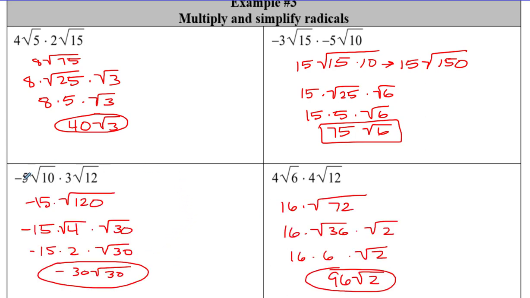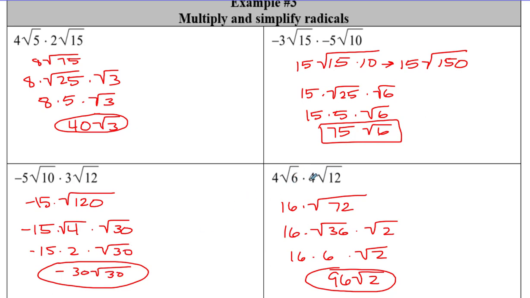Okay, welcome back. So this one right here, we got -5 radical 10 times 3 radical 12. We get the -15 times 10 times 12 is 120. The biggest number that can go into 120, surprisingly enough, was just that 4. So you got to play around with these perfect squares. Square root of 4 breaks down to 2, right? 4 times 30 is what gets that 120. Then that -15 times 2 gives us the -30 times a radical 30.